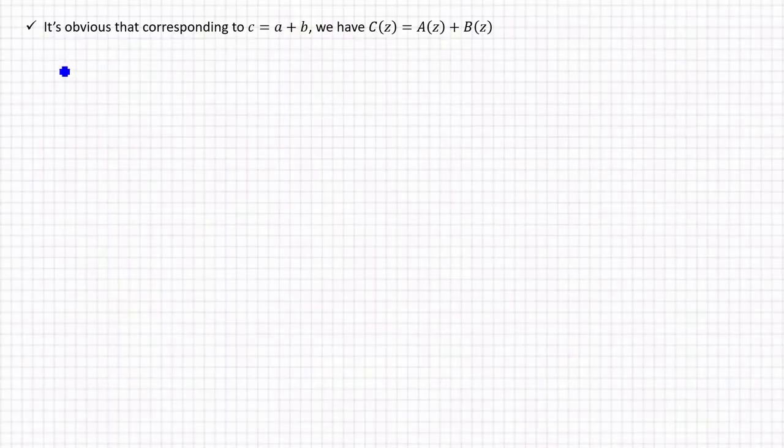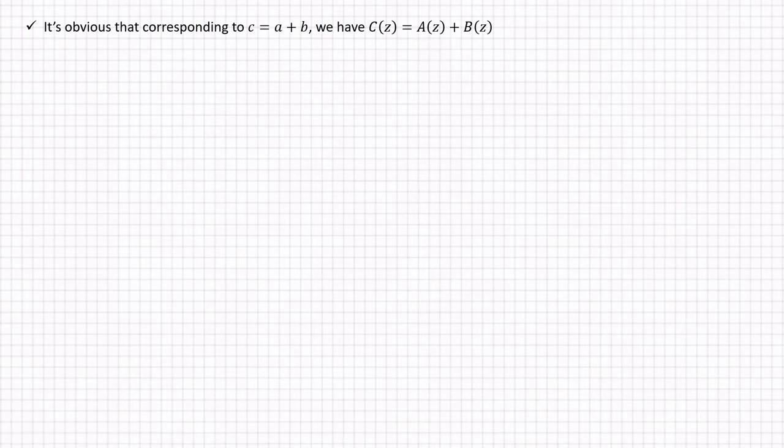In this lecture, we'll study some of the properties of generating functions. Coming to the first property: it is obvious that if c = a + b, where a and b are two numeric functions and c is the sum of the numeric functions a and b, then the generating function C(z) is equal to the sum of the generating functions A(z) and B(z).